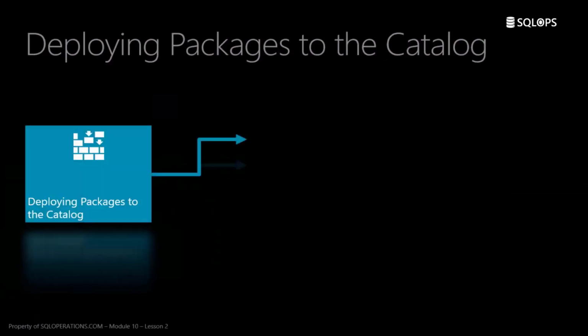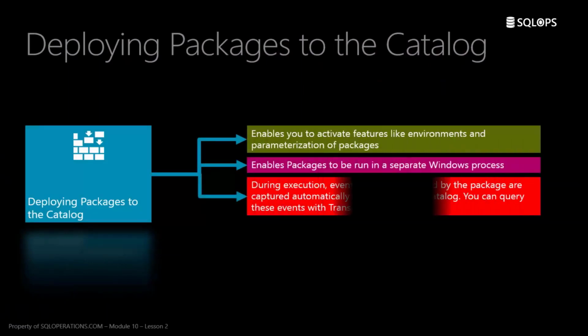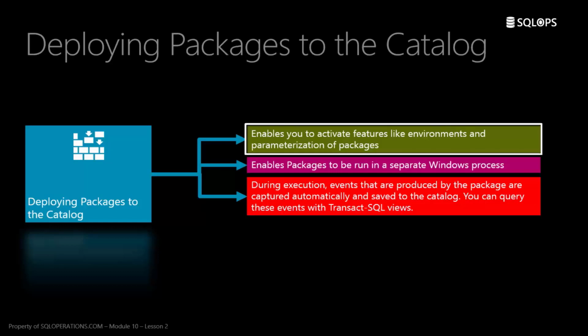In SQL Server 2005, 2008, and still in the package deployment model, you would deploy packages into SQL Server's MSDB database or to the file system. But with the project deployment model that was introduced in SQL Server 2012, you deploy it to the SSIS Catalog. Deploying to this model enables you to activate some of the newer features in SSIS like environments and parameterization of packages. Deploying packages is simple using the Integration Services deployment wizard.